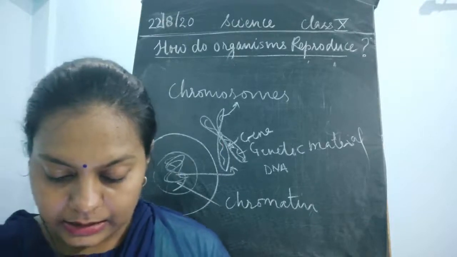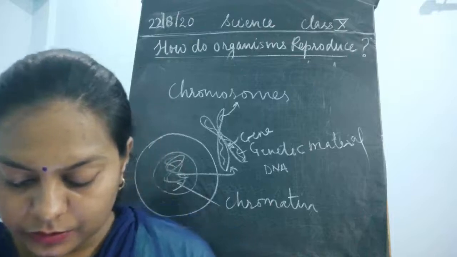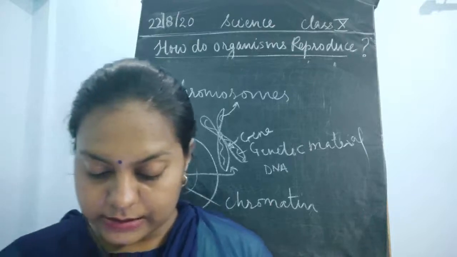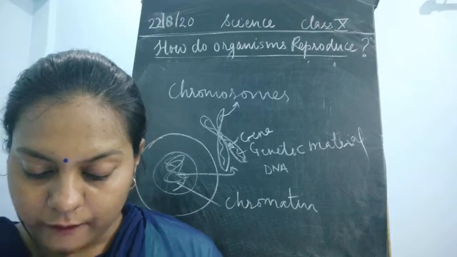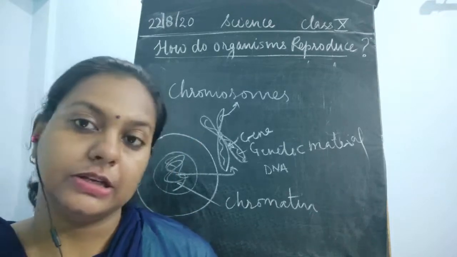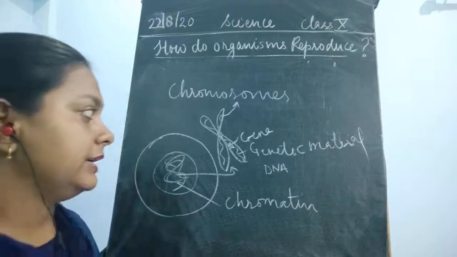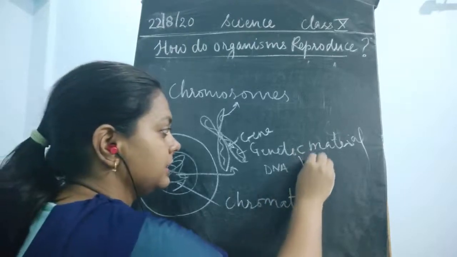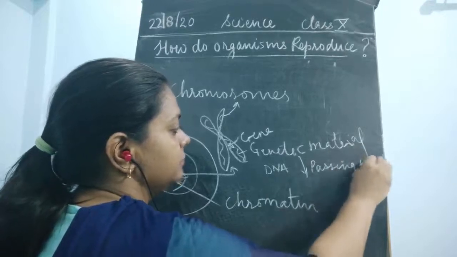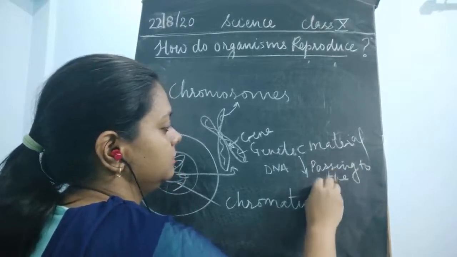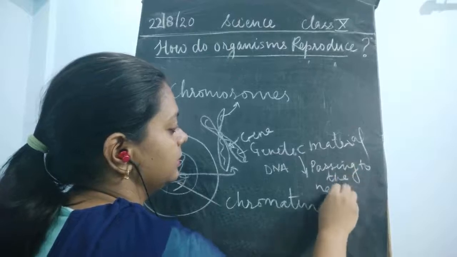Now in class 9th we all have learned that the chromosomes in the nucleus of the cell contain information regarding the inheritance of features from parents to the next generation. I talked about how this is the genetic material because it is passing to the next generation.